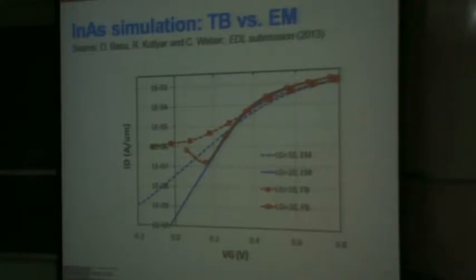Okay, so this was an example of where we're trying to mitigate quantum effects. I want to show you another example where we're actually trying to exploit quantum effects. And Suman, I suppose you're going to talk a lot about TFET, but I'm going to give you the 1 minute overview of how the TFET operates.